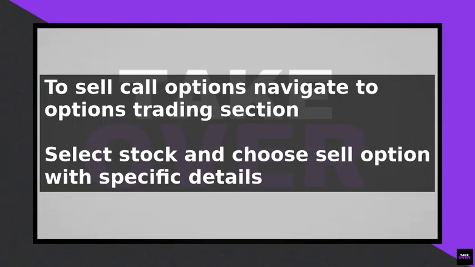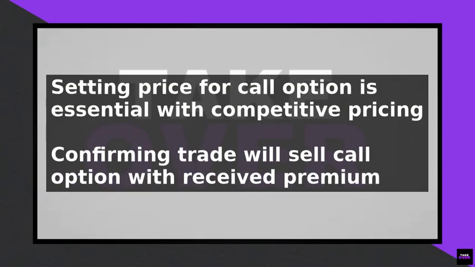The next step is to set the price at which you want to sell the call option, also known as the premium. This is the amount you will receive for selling the option. Be mindful that the price you set must be competitive with current market prices. Once you have set the price, confirm the trade and the call option will be sold.